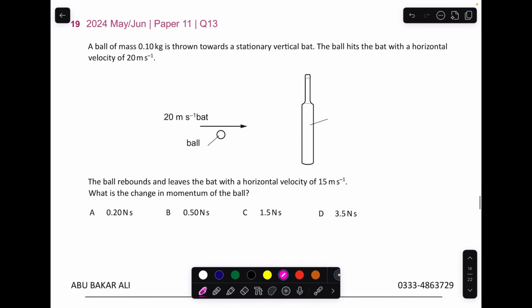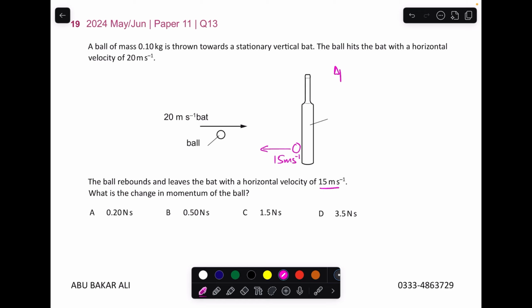In the next question, a ball of mass is thrown towards a stationary vertical bat. The ball hits the bat with a horizontal velocity of this much. The ball rebounds and leaves the bat with this much velocity. What is the change in momentum? The ball is moving like this, then after striking, it moves back with a velocity of 15 meters per second.